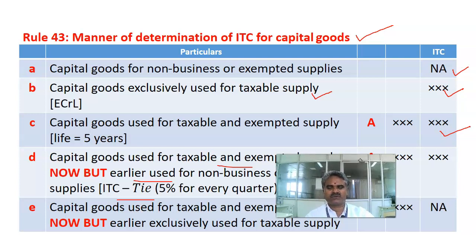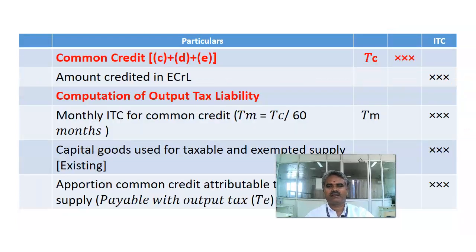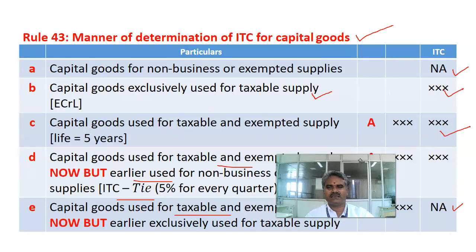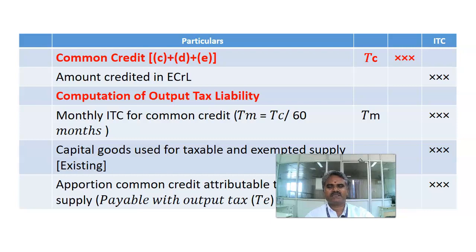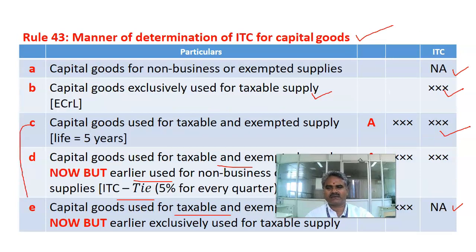Capital goods, because you have to charge depreciation for each quarter. Capital goods for taxable and exempted supply, not applicable. Then common credit, ABCD, then C plus D plus E, common credit.